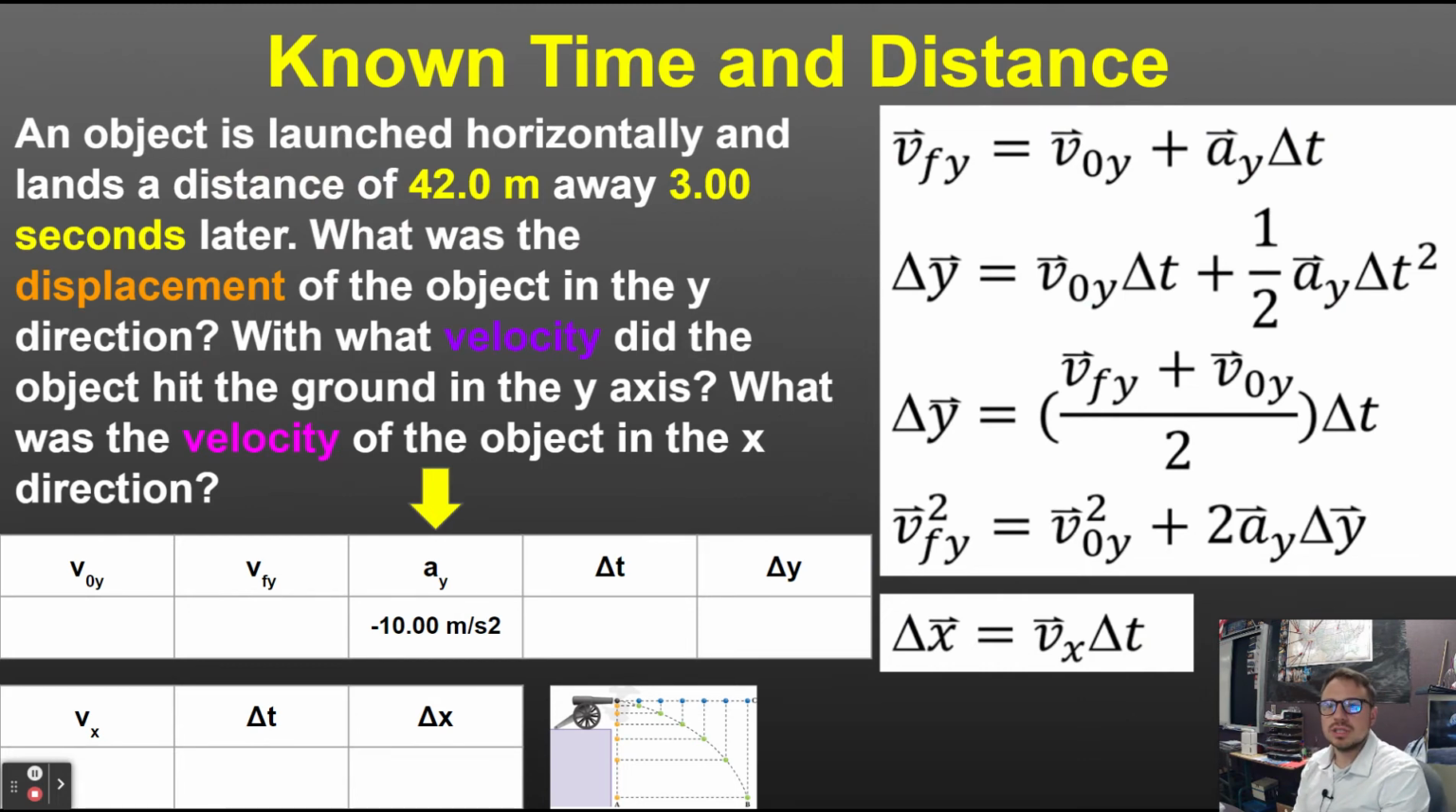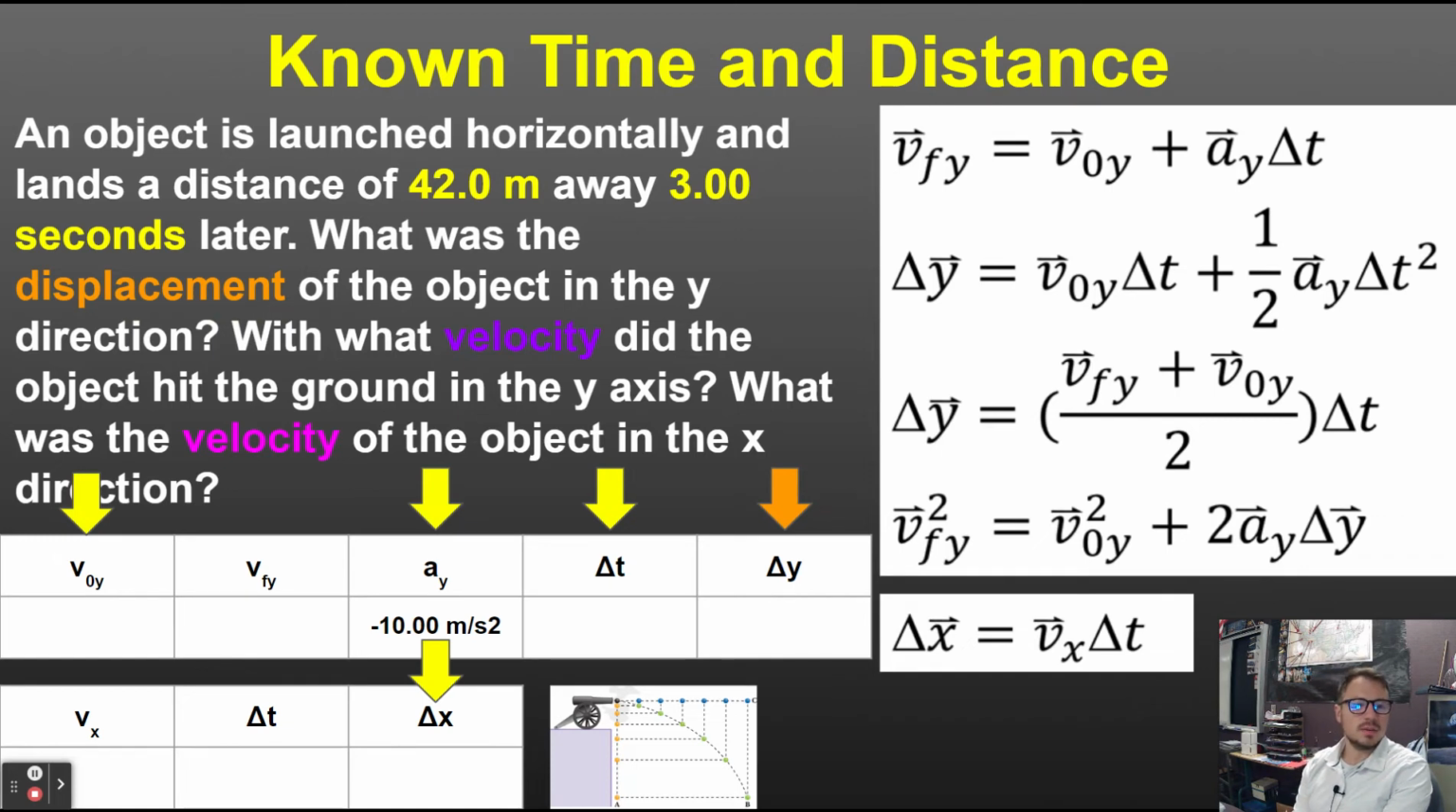An object is launched horizontally and lands a distance of 42 meters away 3 seconds later. What was the displacement of the object in the y direction? So how far did it travel down? With what velocity did the object hit the ground in the y-axis, and what was the velocity of the object in the x direction? So first thing it's asking me to find is the displacement in the y direction.